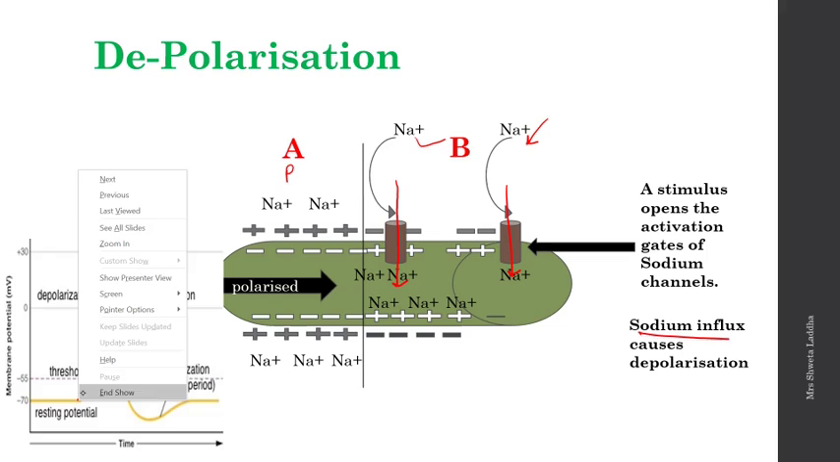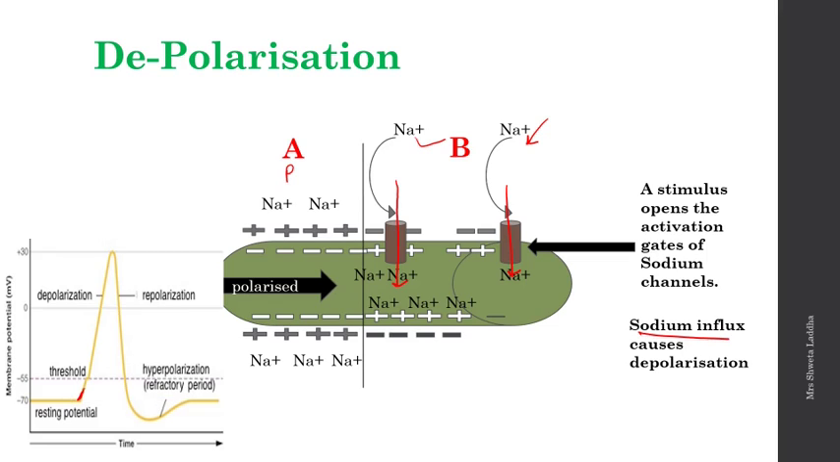And if you draw the graph, you will see that this minus 70, which was initially inside, starts growing. It reaches minus 55. More and more sodium will come in. This is called the threshold phase. When the potential inside is minus 55 millivolts, we call it the threshold phase. Again, more and more sodium starts coming inside. And one more thing is done.